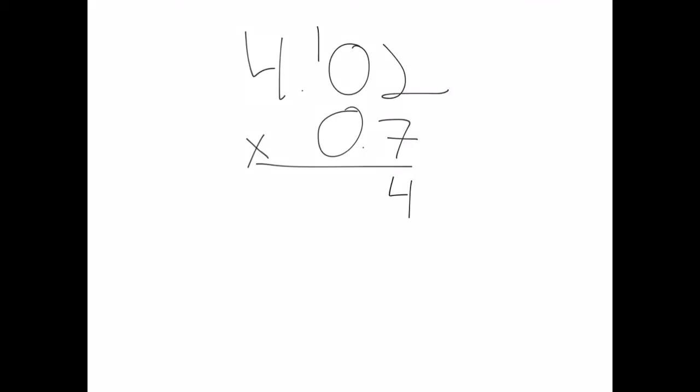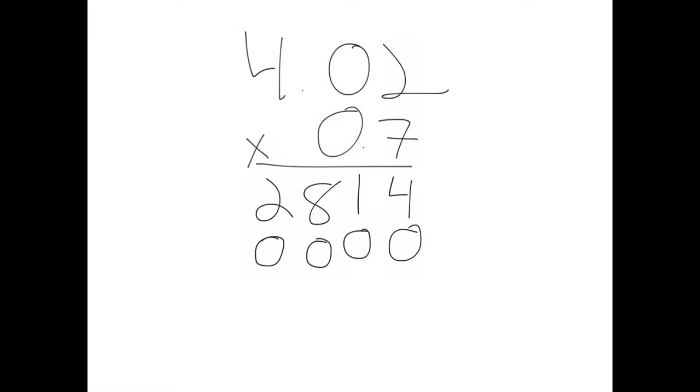7 times 0 is 0, plus 1 is 1. There you go. And then 7 times 4 is 28. Add your 0 as your placeholder. 0 times 2 is 0, 0 times 0 is 0, 0 times 4 is 0. Alright, and then you have to add these all together: 2814, alright, there you go.